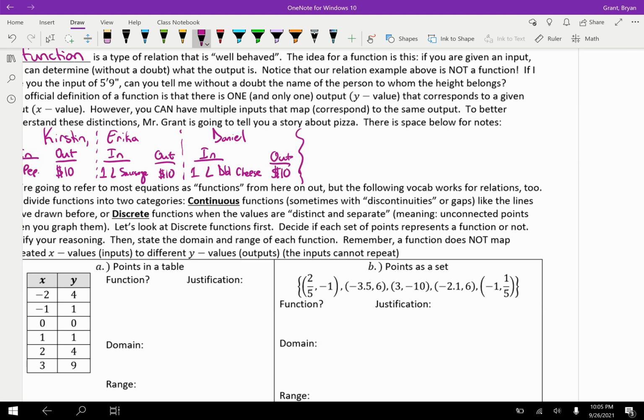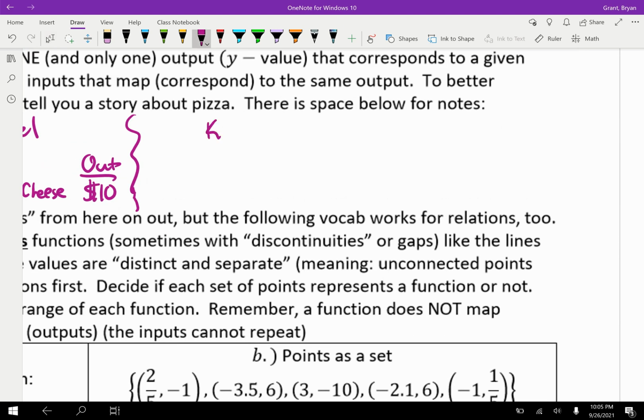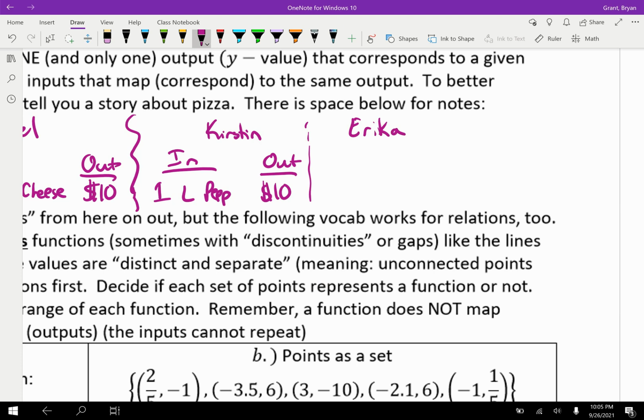But this time they decide they all want the same pizza. Kirsten's pepperoni looked good last time, so they're going to do the same thing here. So Kirsten walks up, and she exchanges her pleasantries with the cashier and says, okay, I would like 1 large pepperoni pizza. And the cashier says, okay, sounds good. That will be $10 for you. And she says, okay, sounds good. No surprise. Erica now walks up to do the exact same thing.